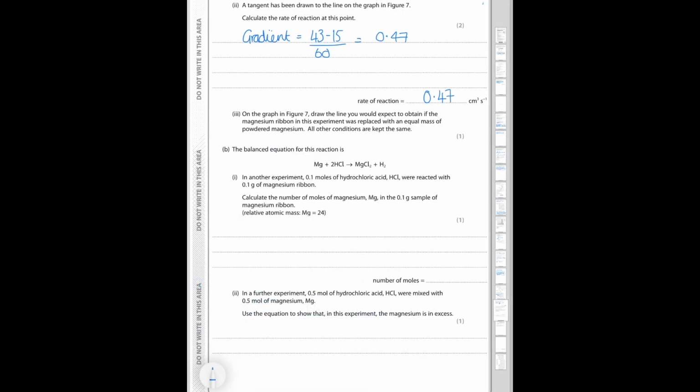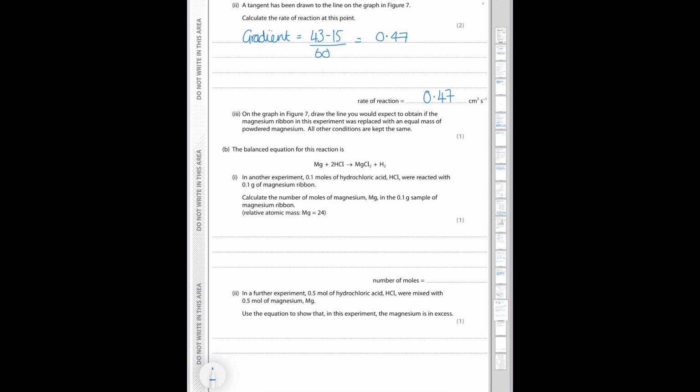In part B, we have a balanced equation for the reaction. In another experiment, we're told that 0.1 moles of hydrochloric acid, HCl, were reacted with 0.1 grams of magnesium ribbon. Calculate the number of moles of magnesium, Mg, in the 0.1 gram sample of magnesium ribbon.